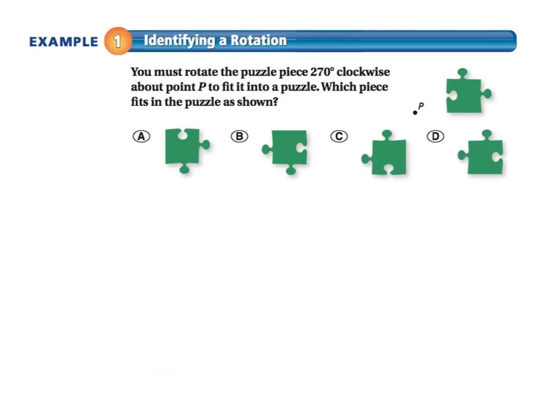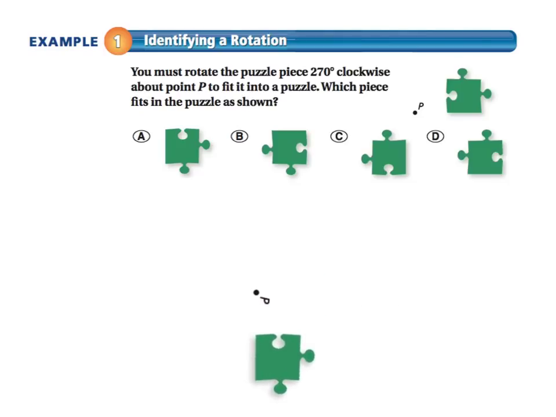Example 1. Rotate the puzzle piece 270 degrees clockwise about point P to fit into a puzzle. Which piece fits into the puzzle? Well, what you're going to have to do is rotate this around point P. This is not easy. I know it sounds pretty easy, but it's not. So if I take this and rotate it, let's think. Clockwise is this way. Notice that point P doesn't change. Point P stays still.